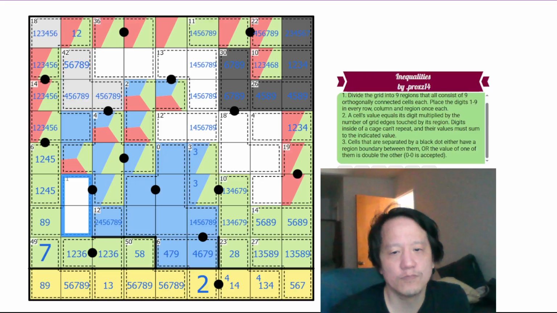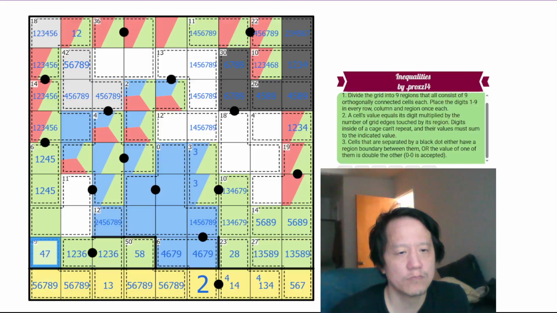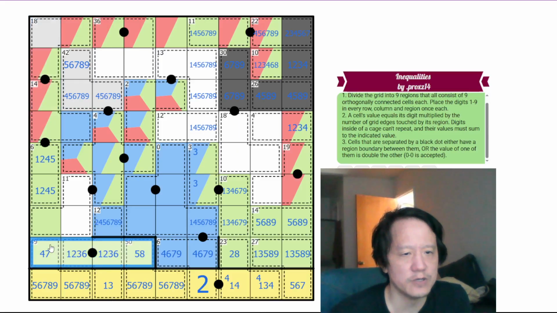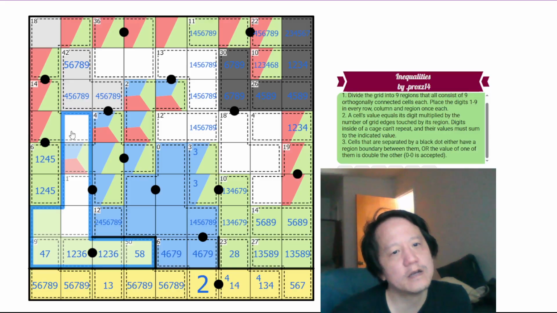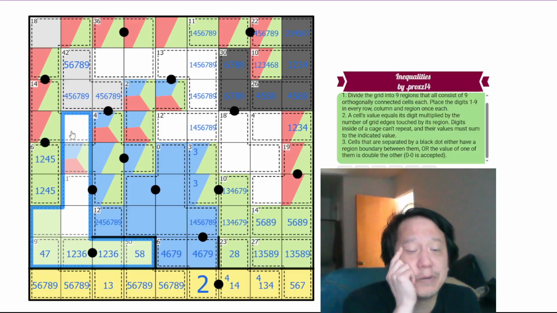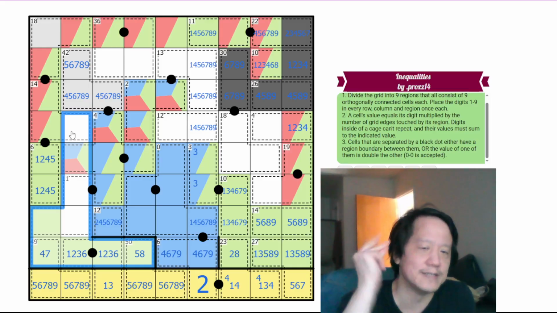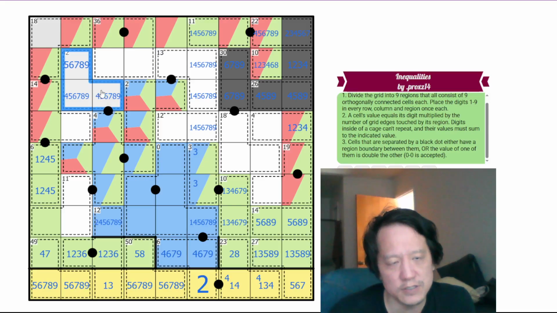Interesting. Okay. I just thought of something here. So this has to be some part of a region. Can it be different than this region here? So we have 1, 2, 1, 2, 3, 4, 5, 6, 7, 8, 9. That is, no, that is not possible. Because we know this is a double, so it has to be part of this region.